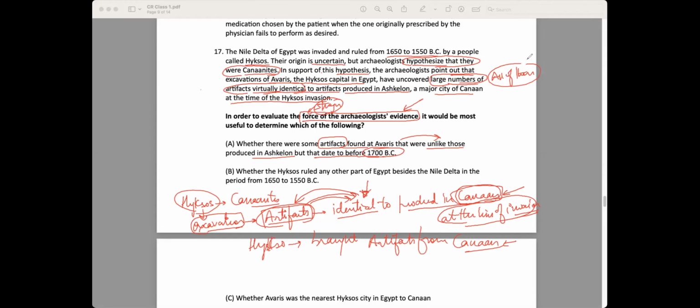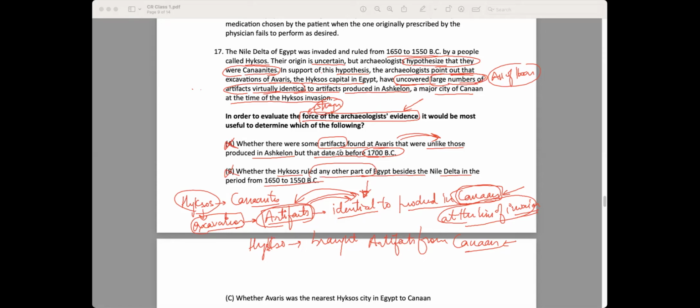That's the point. Whether the Hyksos ruled any other part of Egypt besides Nile Delta. Again, whether they ruled other parts or not, that's not our argument. The argument is they came from Canaan because they could have brought those artifacts to Hyksos from Canaan. Whether they ruled other parts or not, that's immaterial. They might have ruled 10 other parts, doesn't make any difference. The question is where they came from. Did they come from Canaan or not, based on the evidence.